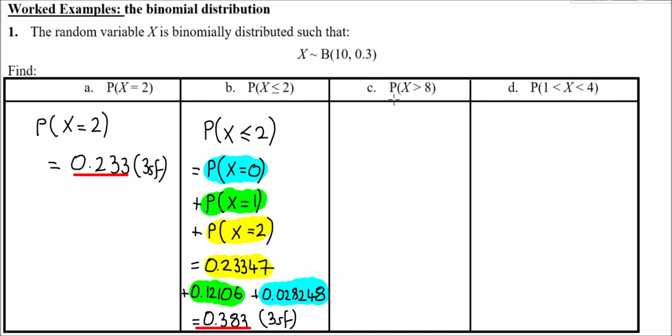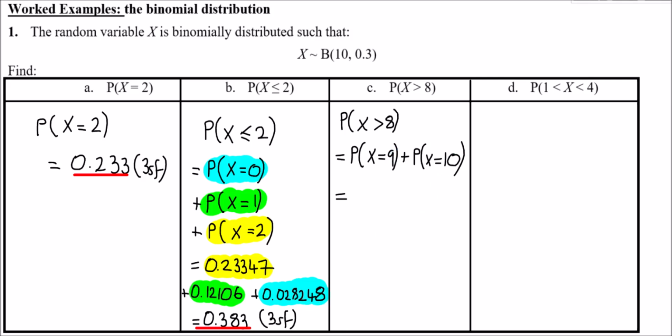Finally, C, probability that x is greater than 8. So how can we work this one out? For probability that x is greater than 8, if there's 10 trials, then that means that either x is equal to 9, or x is equal to 10. So we need to work out the chance of x being equal to 9, and add it to the chance of x being equal to 10.